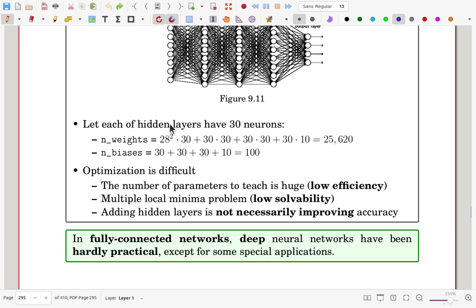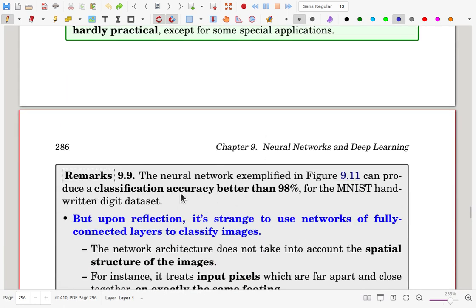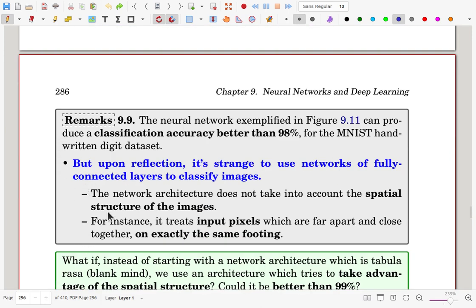For this network, along with 30 neurons in hidden layers, the classification accuracy is a little bit better than 98%. It's about 98.5% for the MNIST data set. However, it's strange to use networks of fully connected layers to classify images. Here we have a reason.